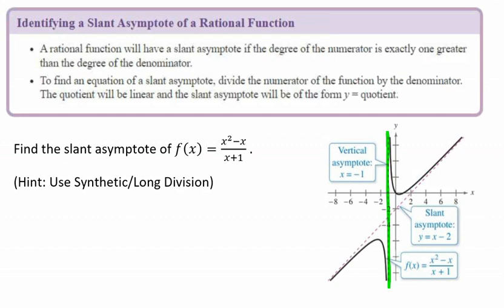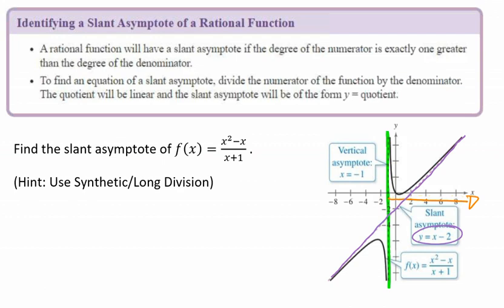But because the degree of the numerator is greater than the degree of our denominator, we don't have a horizontal asymptote. Yet, as x approaches infinity, we see that our equation gets really, really close and approaches y equals x minus 2. And because it's not horizontal or vertical, we call it a slant asymptote. So let's figure out how we can identify a slant asymptote and then how to find it.